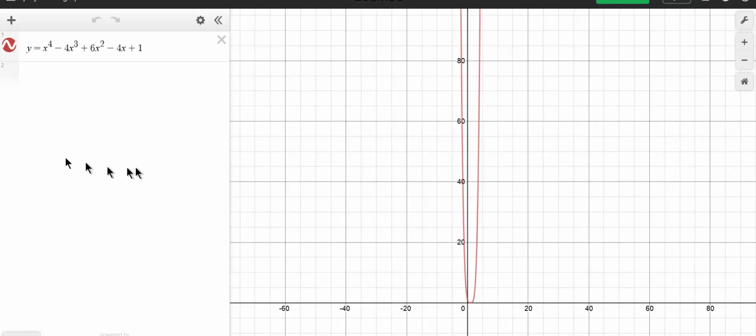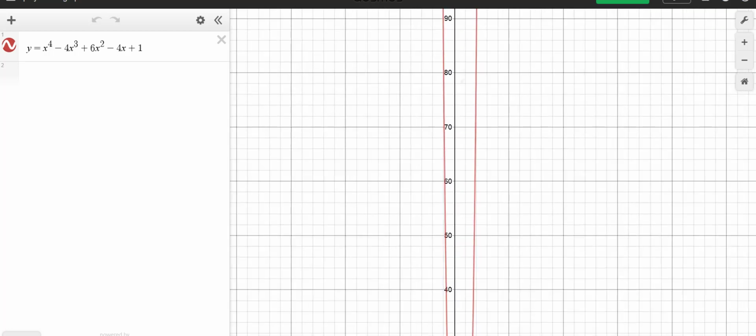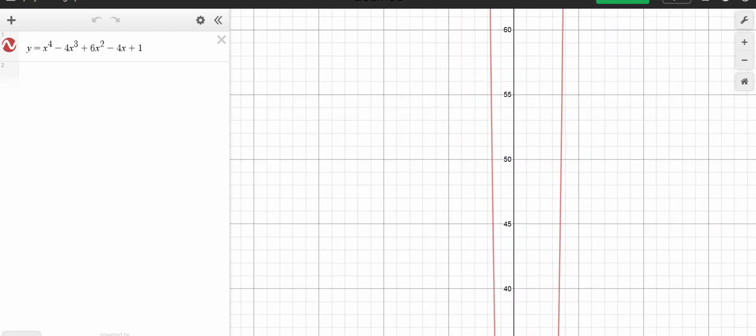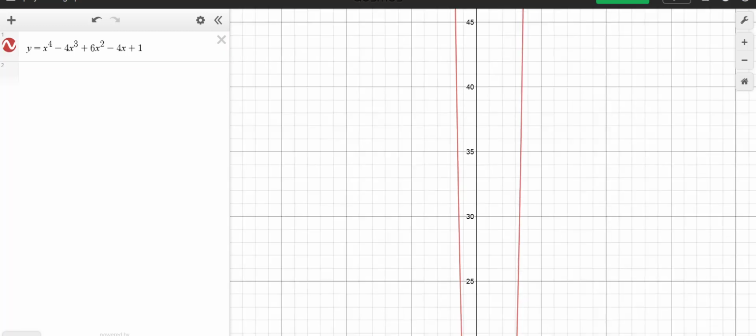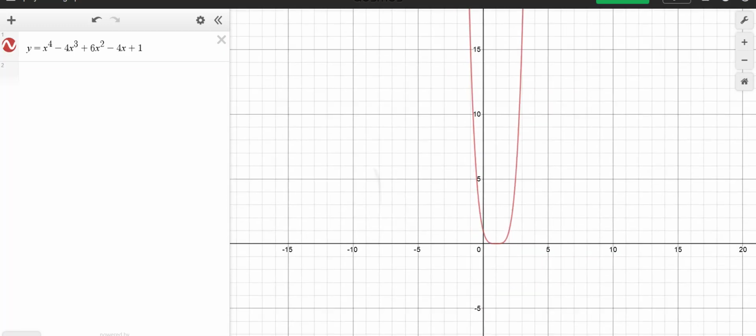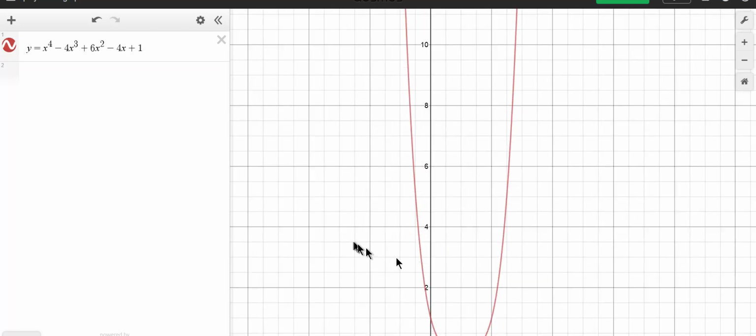This is just a good thing to show students. Right now, look at this. Highest power is 4. So that means it turns up or it turns down. The leading coefficient, the number in front, is positive, so it turns up. I can zoom out on this, and Desmos is a pretty cool applet generator, so that's what that looks like.